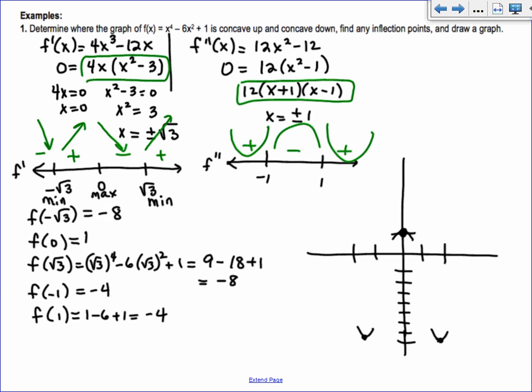And then I have negative 1, negative 4. And I have negative 1, sorry, I did 1, negative 4. And I have 1, negative 4 as well. So both 1. Okay, and those are inflection points. So sometimes I do like little stars or something, so I remember those aren't minimums. So you can do whatever you want.